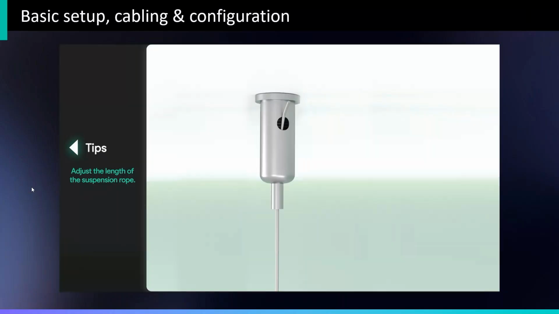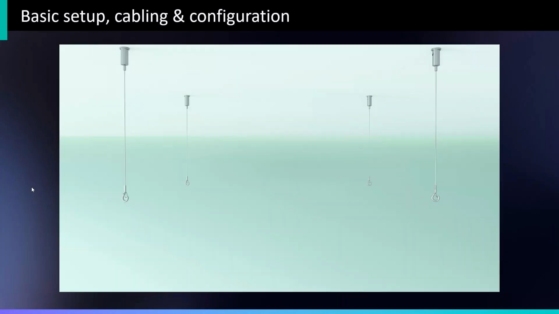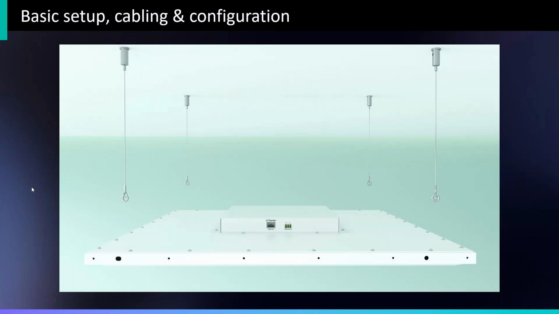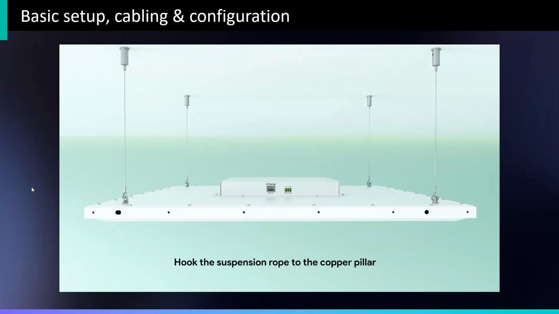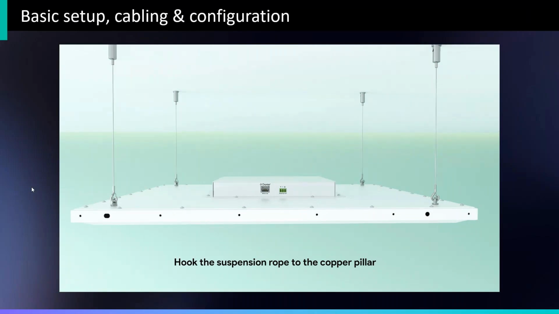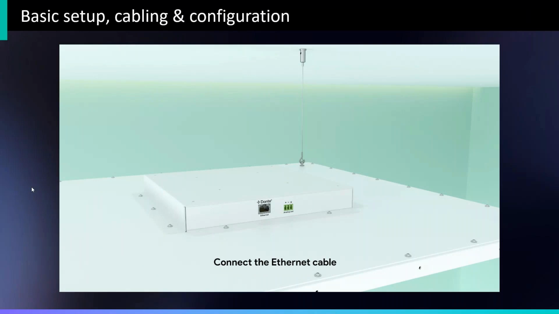Adjust the length of the suspension rope. Tighten the copper pillar onto the CM50. Hook the suspension rope to the copper pillar. Connect the Ethernet cable.